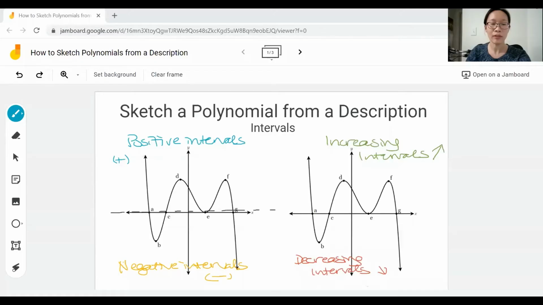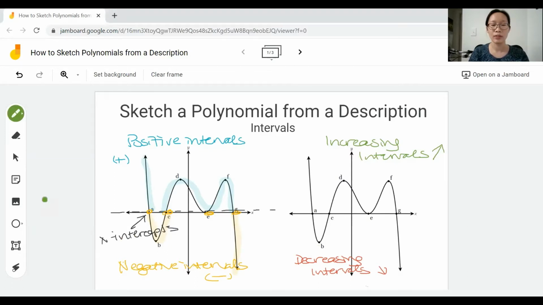Let's review what kinds of intervals we can have. Our first category of intervals is positive versus negative. Positive intervals are the parts of the graph that are above the x-axis. So like here, and it doesn't matter which direction we're going, we just want to know where it is positive or above the x-axis. Negative intervals are then parts of the graph below the x-axis. And the parts of the graph that cross or touch the x-axis are called our intercepts.